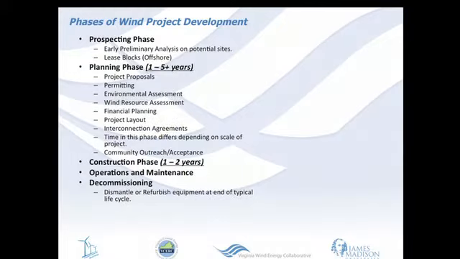And then you get into the planning phase where you start going through project proposals, permitting, your environmental assessments, your wind resource assessments, your financial planning, project layouts, where you're going to put the turbines and how you're going to lay them out, working on your interconnection agreements with the utilities. And the time in this phase will differ depending on the scale of the project. I have here saying 1 to 5 years. If you're working on a small scale project for your house, it could be months or weeks in this planning phase, depending on how much information you have going into it and how much work you have to put in to get the permit.